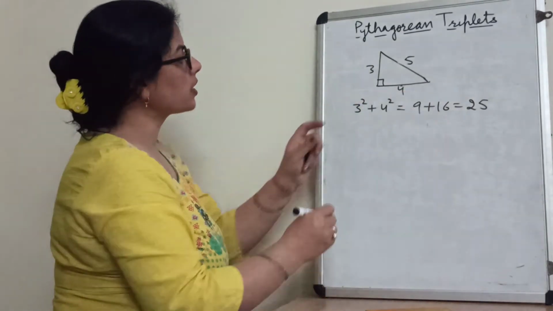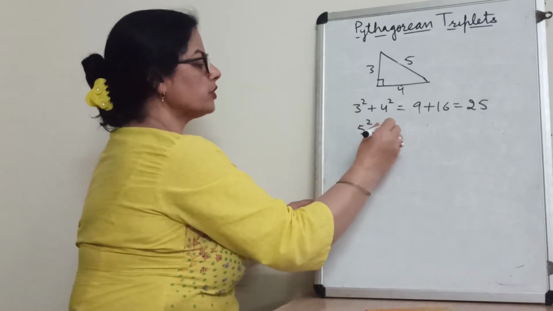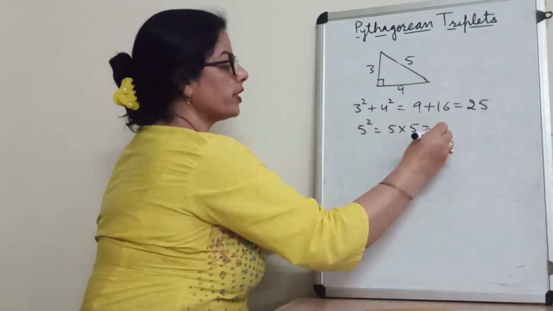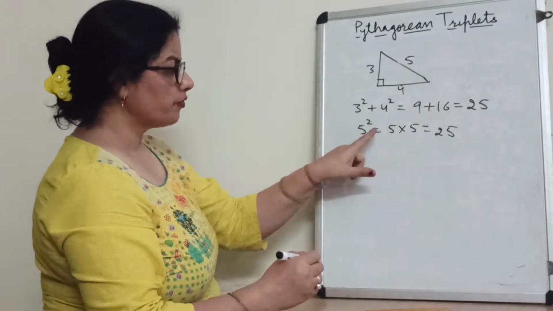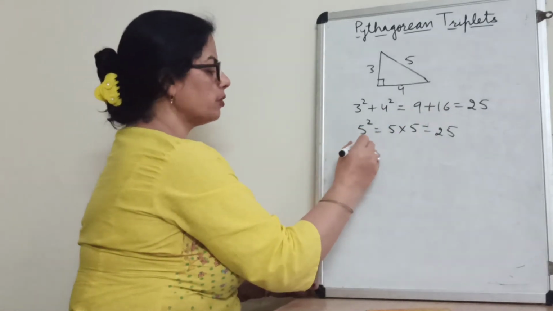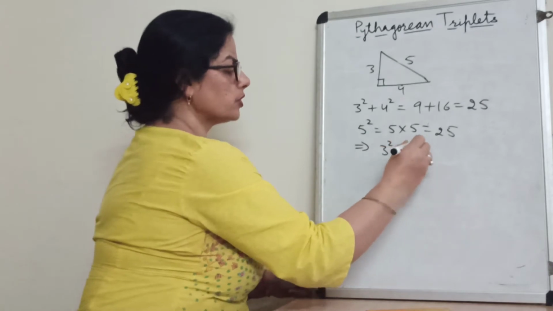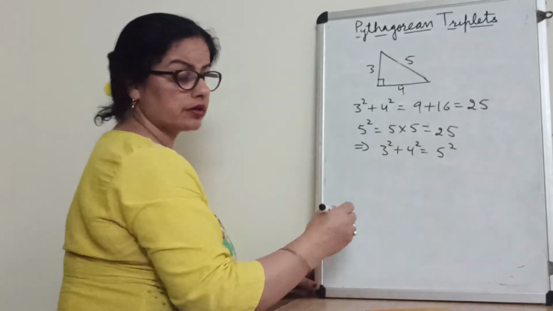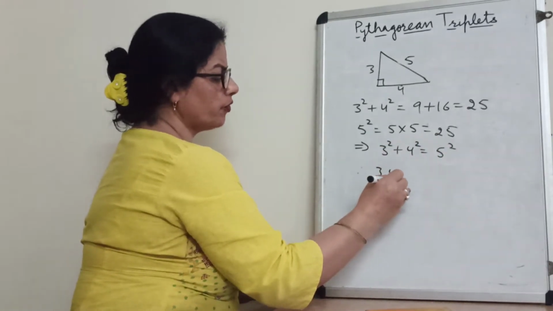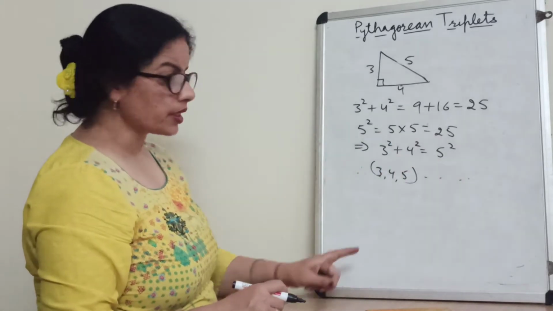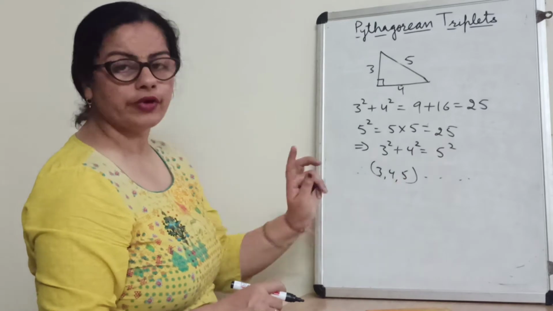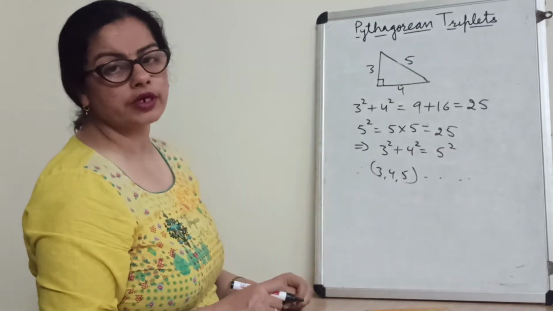And now we will take the square of 5. 5 square means 5 5s are 25. See, 3 square plus 4 square is 25, and 5 square is also 25. It means 3 square plus 4 square is equal to 5 square. Therefore, 3, 4, 5 is a Pythagorean triplet. Is it clear? Because 3 square plus 4 square is equal to 5 square, that's why it is a Pythagorean triplet.